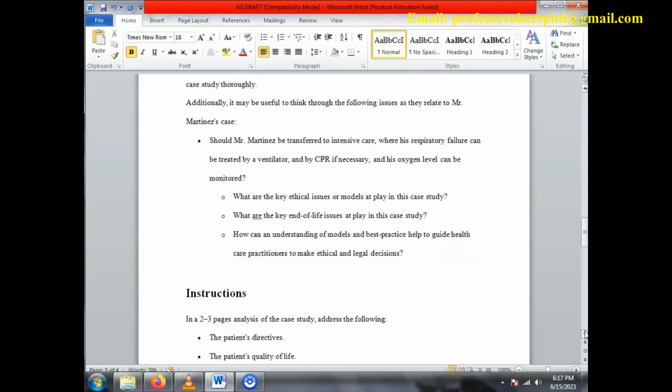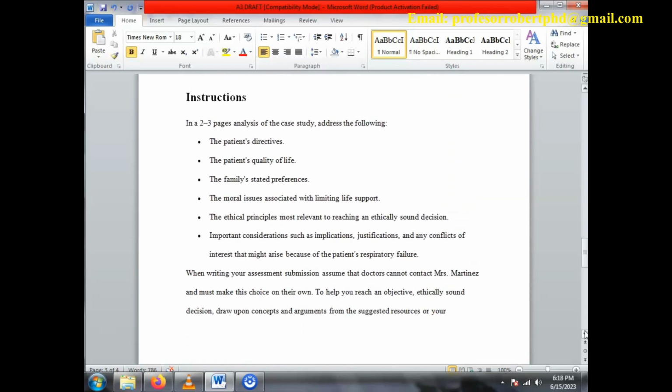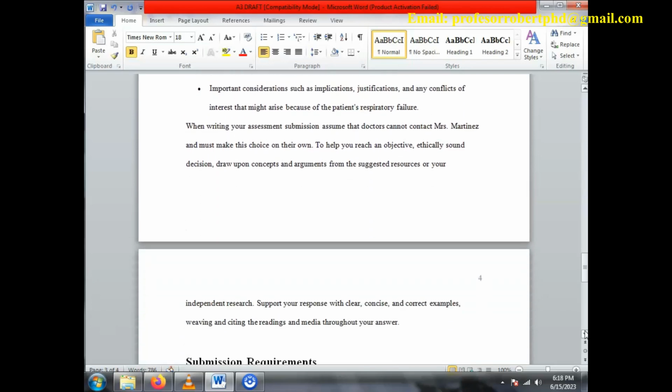Instructions. In a 2-3 page analysis of the case study, address the following: the patient's directives, the patient's quality of life, the family's stated preferences, the moral issues associated with limiting life support, the ethical principles most relevant to reaching an ethically sound decision. Important considerations such as implications, justifications, and any conflicts of interest that might arise because of the patient's respiratory failure. When writing your assessment submission, assume that doctors cannot contact Mrs. Martinez and must make this choice on their own.